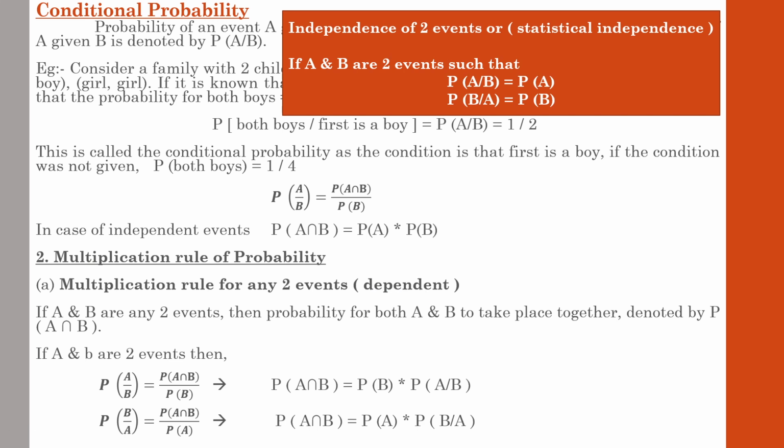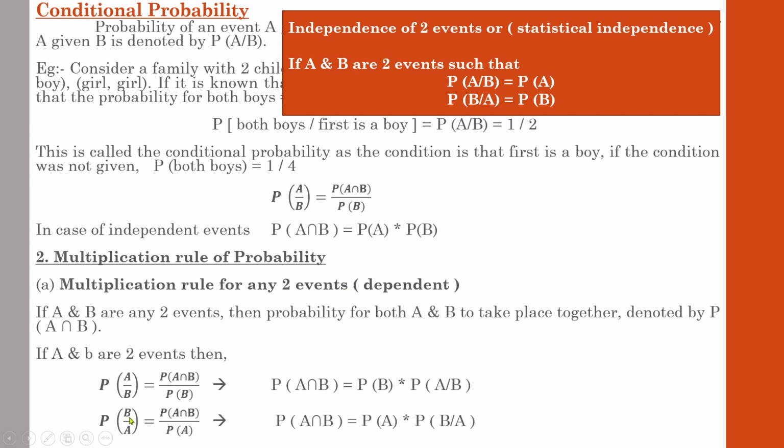Whenever there is dependence between events, that situation is related to conditional probability. Because we have learned about A by B, B by A in the case of conditional probability. Conditional probability is applicable in this multiplication situation of dependent events. That is why there are two situations with regard to multiplication rule of dependent events. Whenever you come across a situation where A by B, the equation is probability of A intersection B divided by probability of B, which can be written as probability of A intersection B equals probability of B into probability of A by B.